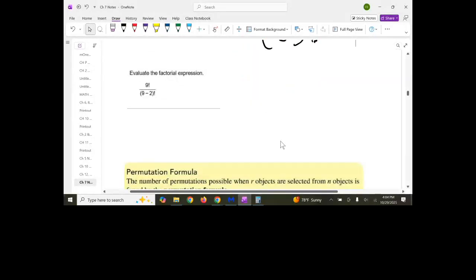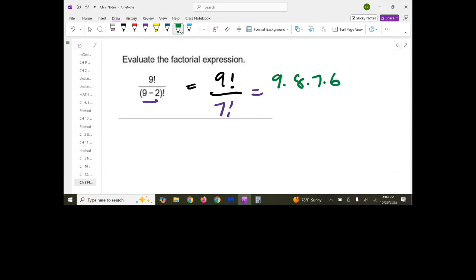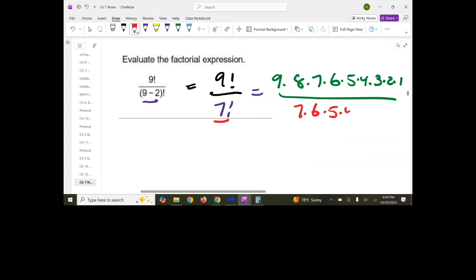Let's look at this next one. Remember, y'all, I'm going to do what's in parentheses first. So I'm going to leave my upstairs alone, but my downstairs, 9 minus 2, 7 factorial. Y'all, just like we did with the 355 factorial and the 354, I'm going to show you guys something. Look, 9 factorial. Remember, that means 9 times 8 times 7 times 6 times 5 times 4 times 3 times 2 times 1. Okay. And 7 factorial means 7 times 6 times 5 times 4 times 3 times 2 times 1.